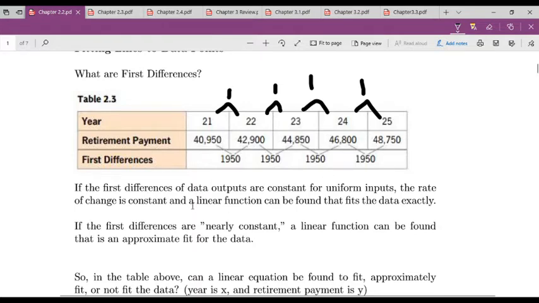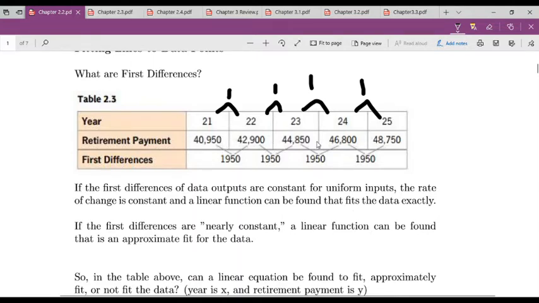Okay, so if the first differences of the data output are constant for uniform inputs, and this is our uniform input, our year is a uniform input here, 21, 22, 23, 24, 25, the rate of change is constant, and a linear function can be found that fits the data exactly. So we can find a line that fits this data exactly.